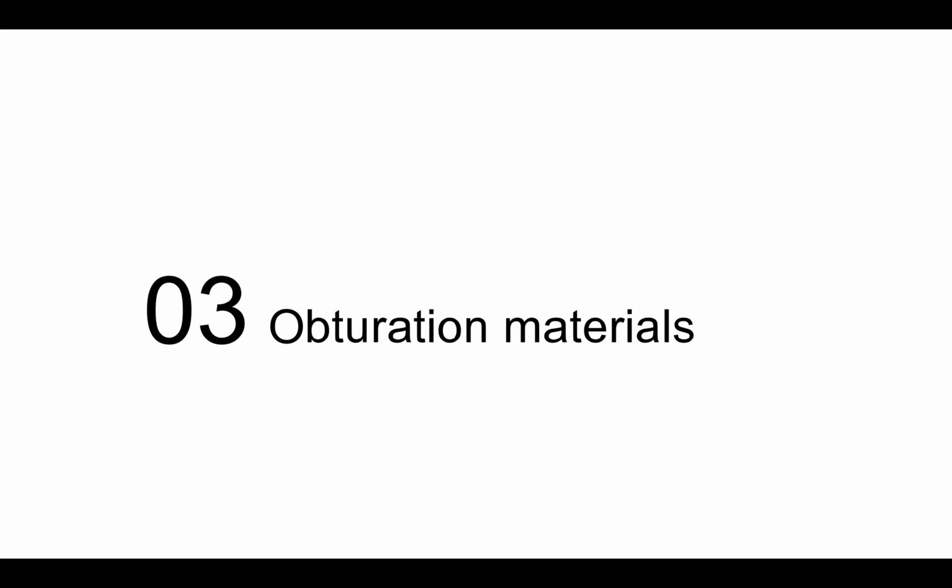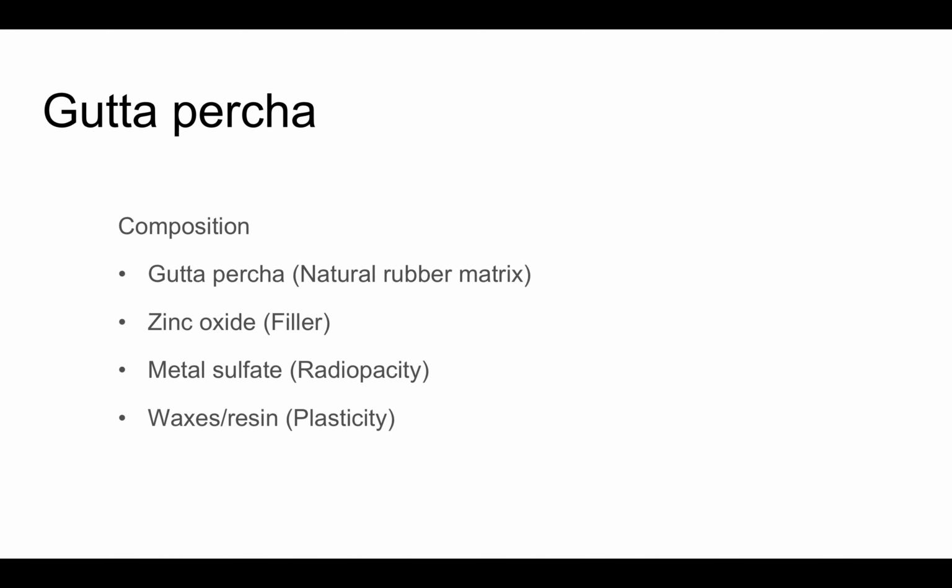So in the third part of this presentation, we will talk about the obturation material. The gold standard material used during an endodontic obturation has two parts. The first part is the core, which is mainly gutta percha cones or injected thermoplasticized gutta percha. And the second part is a sealer. So let's talk about the gutta percha.